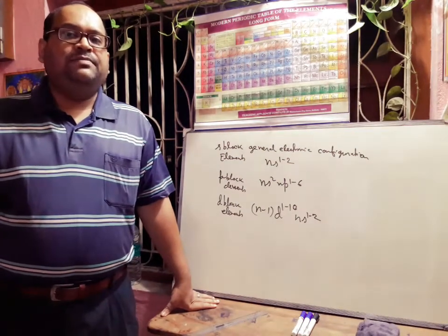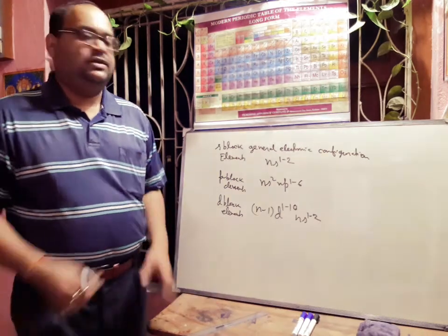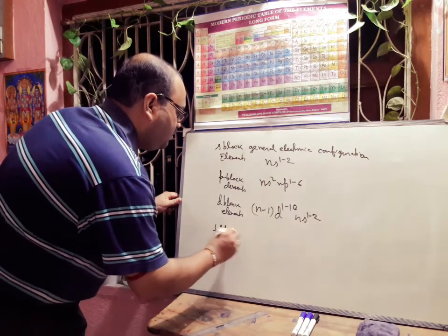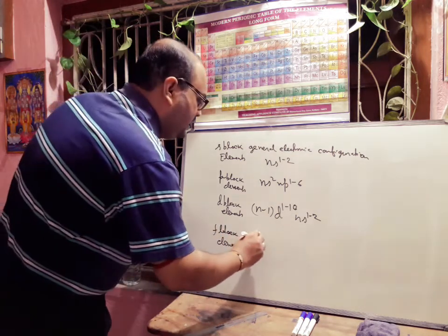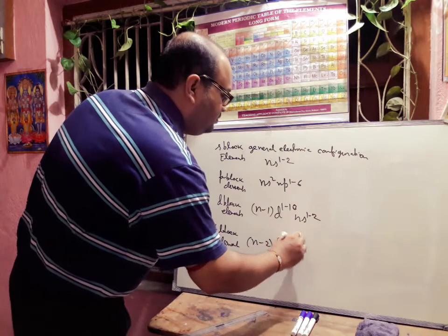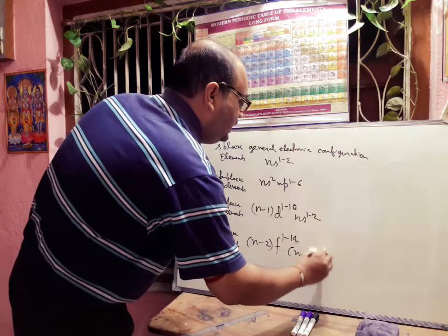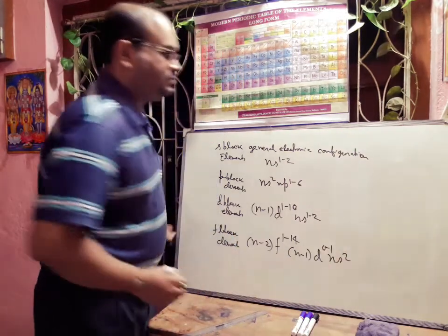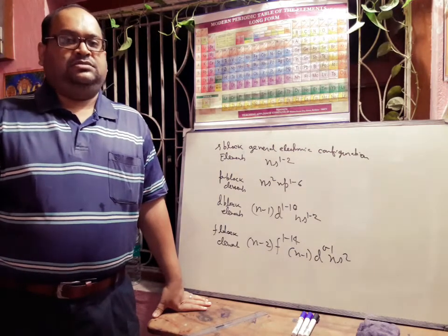Now what will be the outer shell electronic configuration for these f block elements? So for f block elements, the outer electronic configuration will be (n-2)f1 to 14, then (n-1)d0 to 1, and then ns2. Next we will discuss the periodic properties.